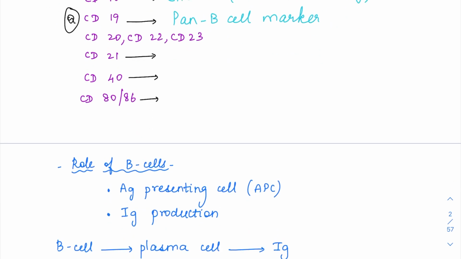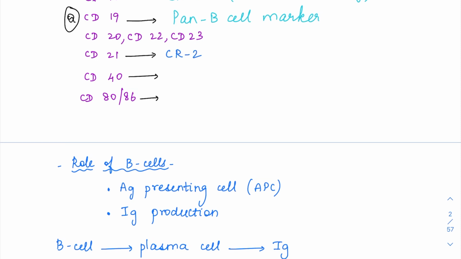Then there is a CD21 marker again. The CD21 marker is also called complement receptor 2. So CR2 is complement receptor 2, and it is the one with which the Epstein-Barr virus is going to attach itself. The receptor for Epstein-Barr virus is present on the B cells, which is nothing but the complement receptor 2 or the CD21 marker.